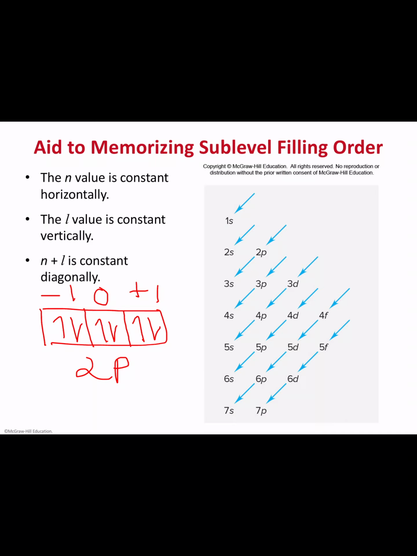So in the first principal quantum number, we have only one s. And then the second principal quantum number, we have 2s and 2p. Third one, we have 3s, 3p, 3d. Fourth one, we start 4f. And then the fifth one, we have 5s, 5p, 5d, 5f. Sixth one, we have 6s, 6p, 6d, 7s, 7p.